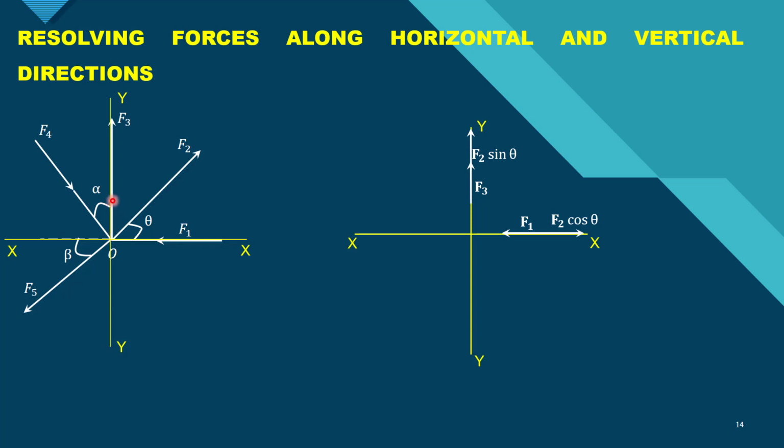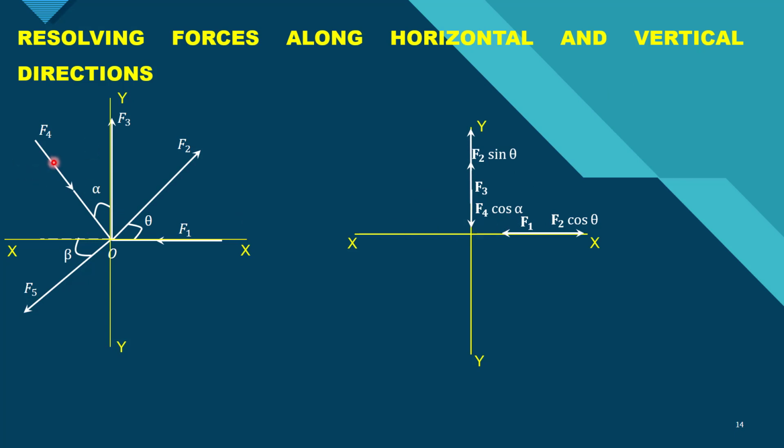Okay. Now which component is near to the marked angle? That is this one, right? This vertical component. So the vertical component will be cos, right? So the vertical component of F4 will be F4 cos alpha acting in the downward direction.